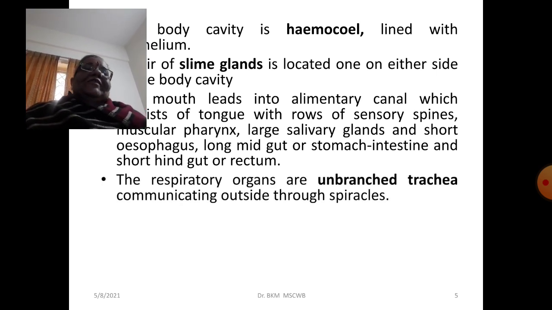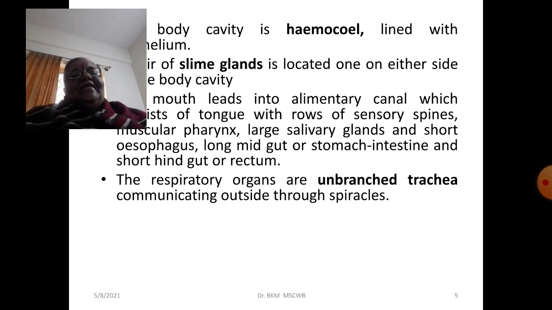Then the respiratory organs are unbranched trachea communicating outside through spiracles. This is a resemblance with arthropods, but still you don't find exactly a branched tracheal system as you see in insects. Hence it forms a unique feature. So the respiratory organs are unbranched trachea, and as usual they communicate to the outside through the spiracles or the openings, right?